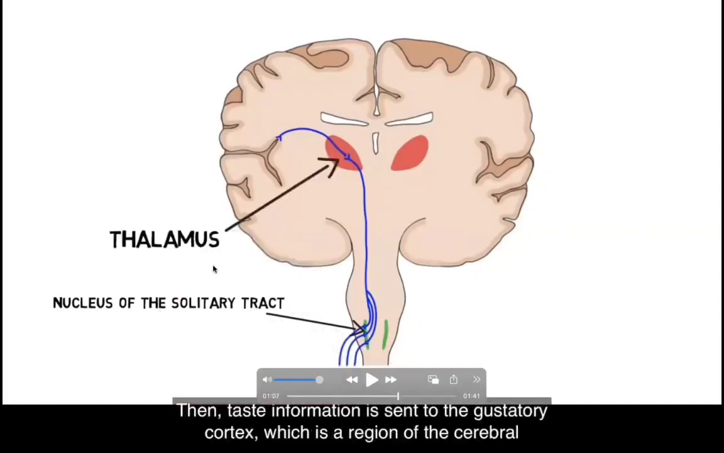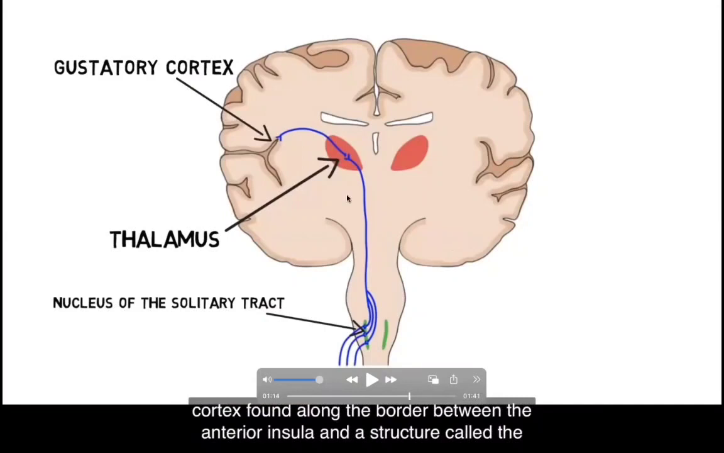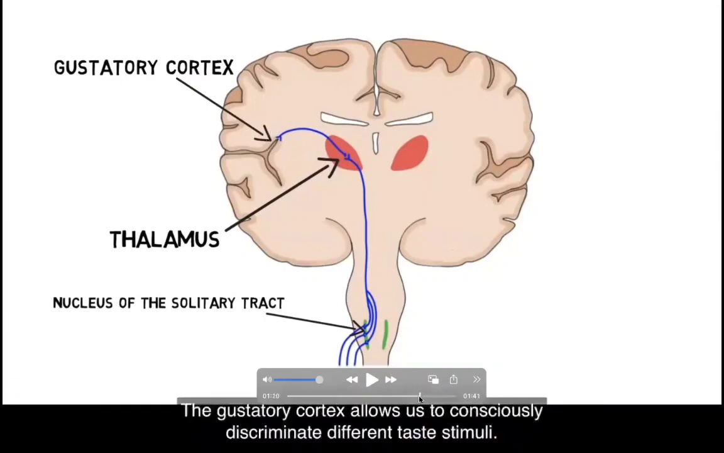thalamus. Remember, so papillae, taste buds, collection of nerves to the nucleus of the solitary tract, from the nucleus of the solitary tract to the thalamus, and from the thalamus to the gustatory center or gustatory cortex, which is present at the anterior insula. This is the anterior insula, as you remember from the radiology lectures. Yes.